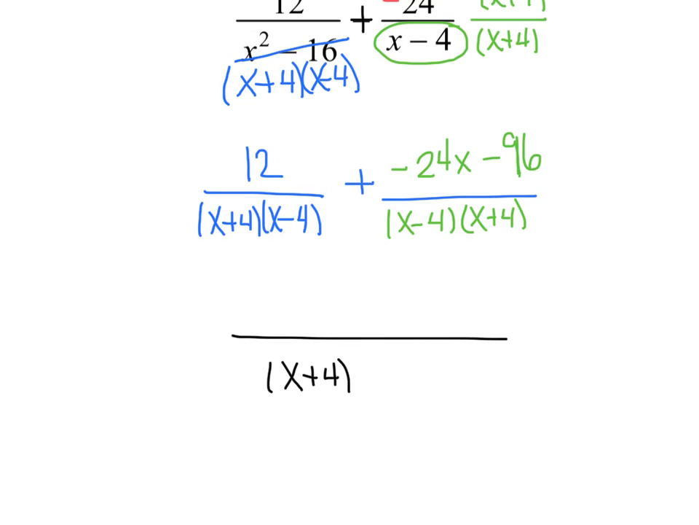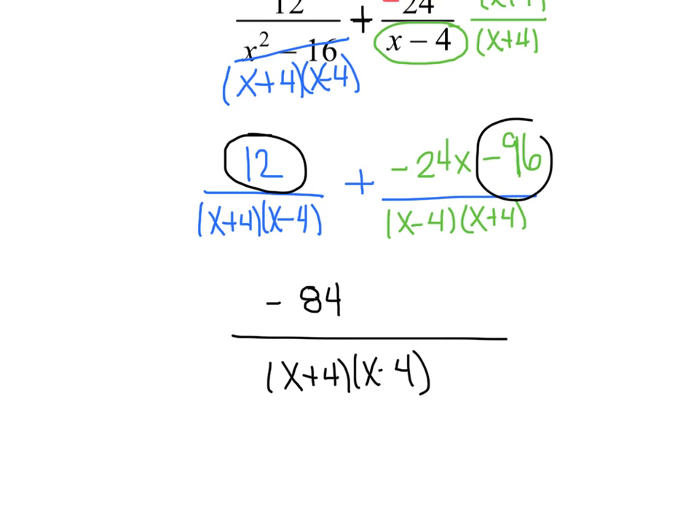Okay, now that I have 2 fractions with the same denominator, I'm going to turn that into 1 fraction. I'm going to keep that common denominator, and I'm going to put any like terms together. The 12 can go with the negative 96. That gets me a negative 84. And then I'm going to have my minus 24x.